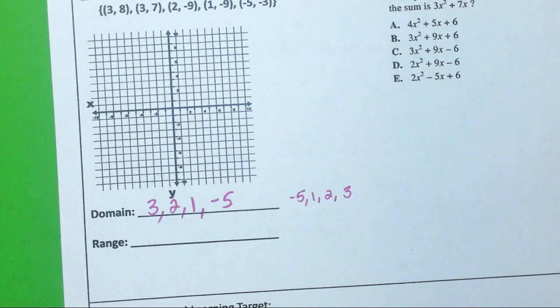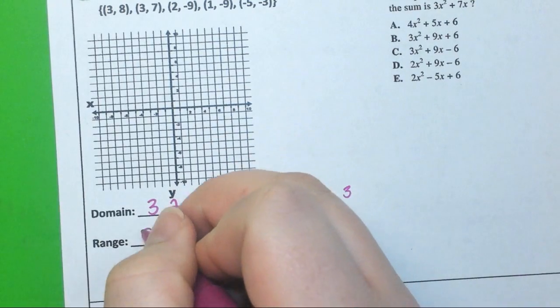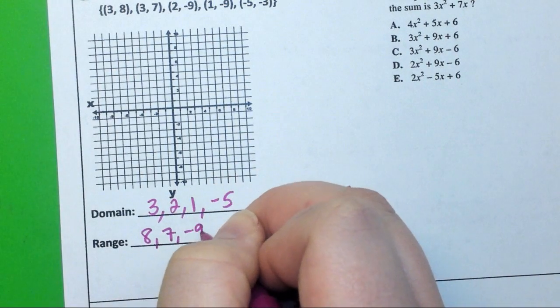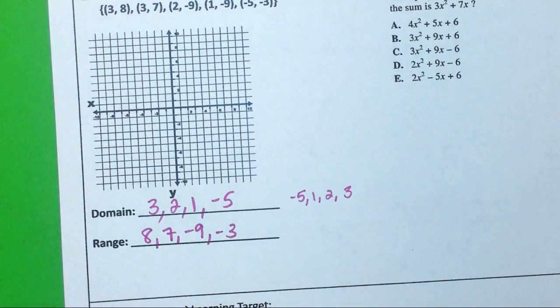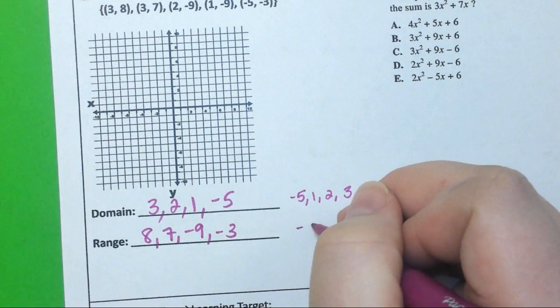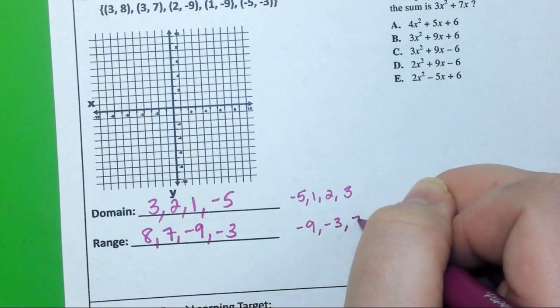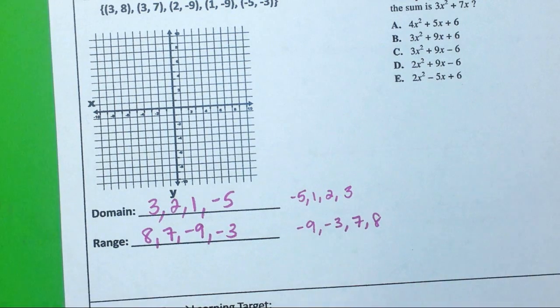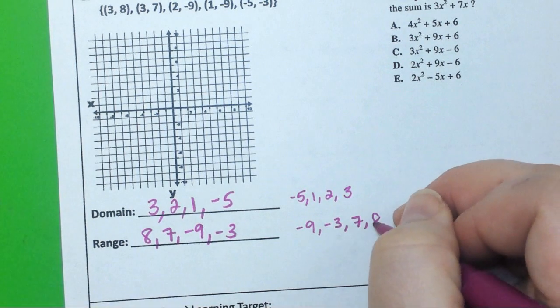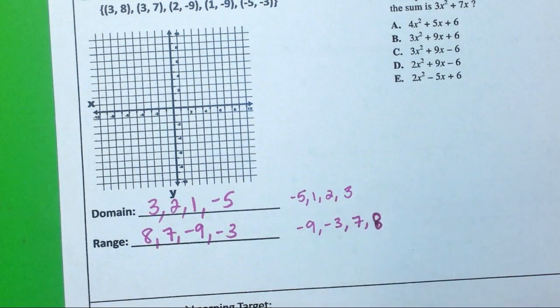Okay. And then for the range, 8, 7, -9, -3. I'm proud she didn't repeat the -9. If we were to put these in order, I would do -9, -3, 7, 8. Now, do you absolutely have to? No, it didn't say you had to put in order. It just would have made sense to me because I'm crazy.